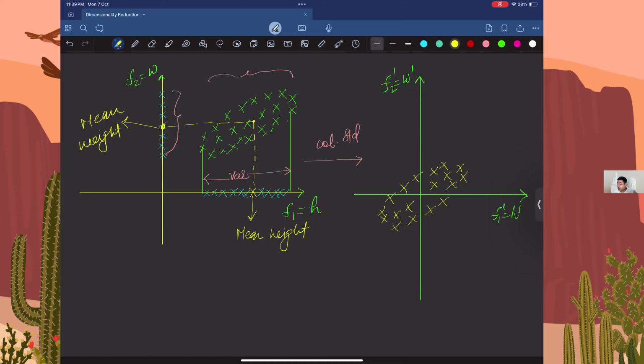Why? Because this will be my mean vector. Mean vector. And what will be my mean vector? 0, 0. Sorry, 0, 0, not 0, 0, 0. Which means this is my origin.